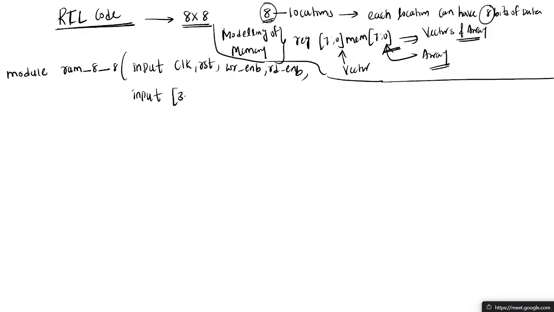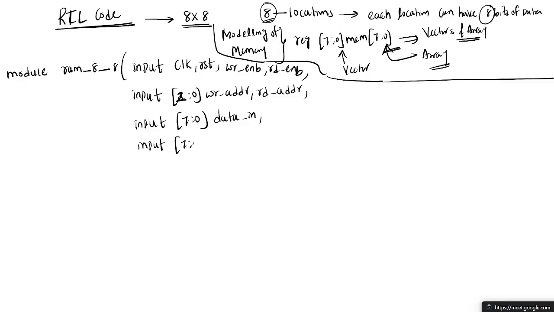Next input, write address. How many bits is it? 3 bits, which means 2 down to 0. Write address, comma, read_address. Input 7 down to 0, data_in, this is 8 bits, no. And output 7 down to 0, data_out. So I need to declare the inputs and outputs.